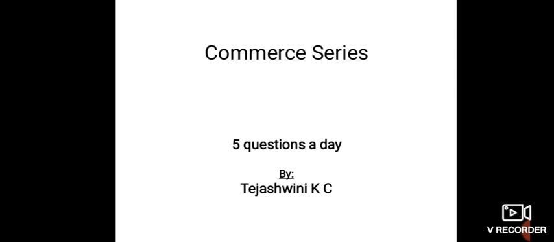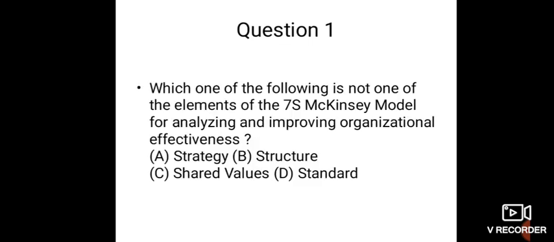Everyone, in this video also we'll solve commerce related questions and answers. So first we'll take up the first question, that is, which one of the following is not one of the elements of the seventh McKinsey model for analyzing and improving organizational effectiveness? Option A, strategy. Option B, structure. Option C, shared values. Option D, standard.